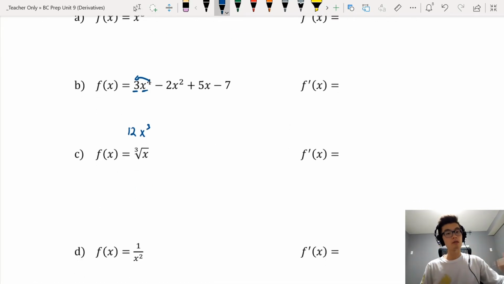When you get to things like radicals, you might think, wait, we've never done that. But turn the radical into an exponent. This is x to the 1/3. Same principle applies. Bring the exponent down, subtract 1 from the exponent. Yes, you will get negative exponents. That's totally fine, totally normal. And then go from there.